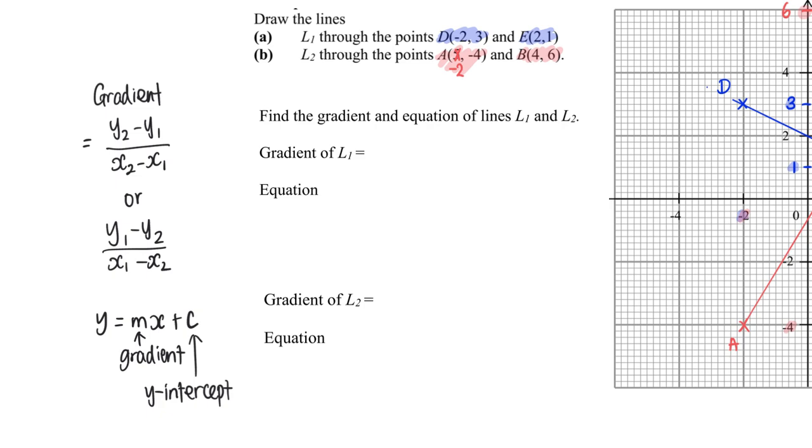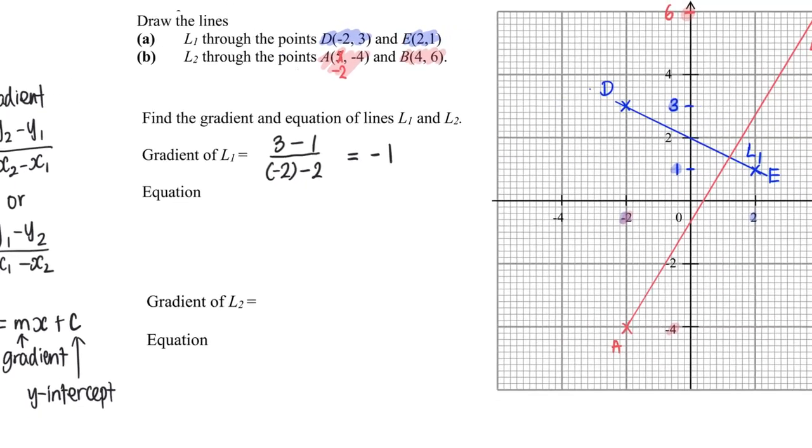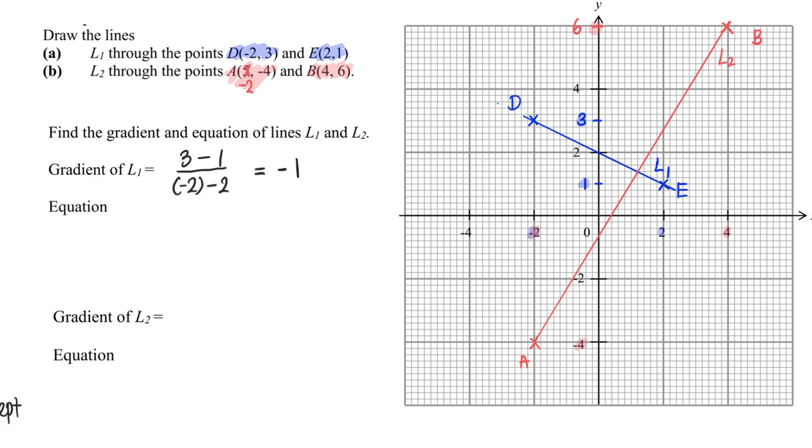Then for L1, it is simply 3 minus 1 over -2 minus 2. This will give me a value of -1. And therefore, for the equation of this line, I go back to my graph.